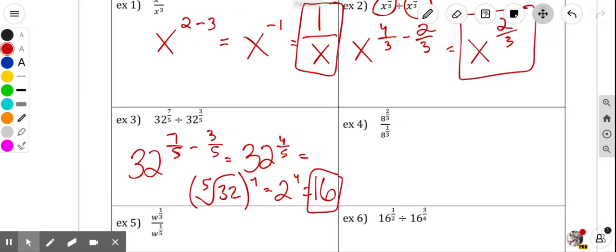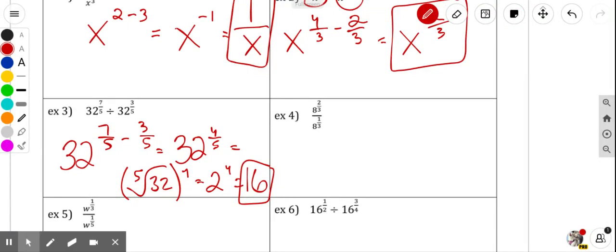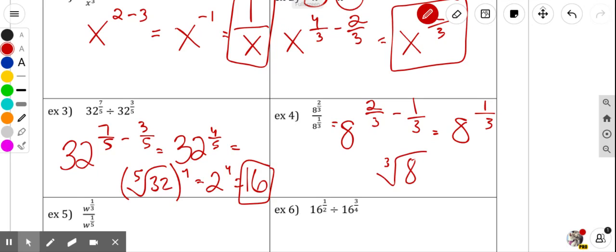Okay, a couple more. So this one I wrote a little bit differently, but it's the same thing. So it's going to be 8 to the 2/3 minus 1/3, which is 8 to the 1/3, which we can rewrite as the 3rd root of 8, which is 2.